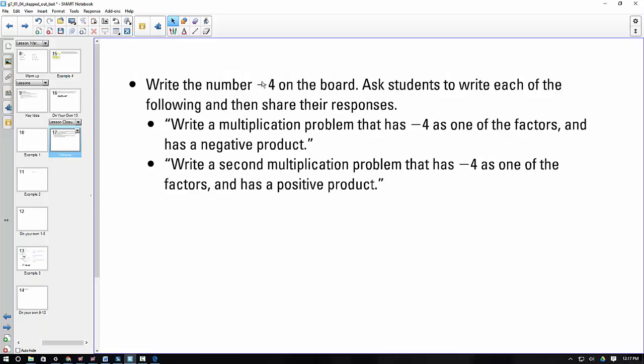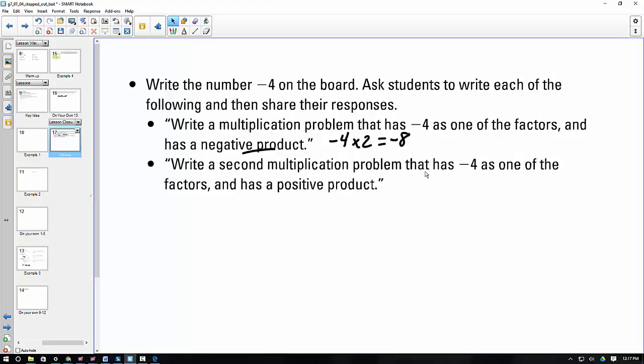The thing is, it says write the number negative 4 on the board. Ask students to write each of the following, and then you share your responses. So a multiplication that has negative 4 as one of the factors and has a negative product. That means that one has to be a negative and another one has to be a positive, right? So if I look here, I'm going to say negative 4 times 2, because it has a negative product. It's because one's negative and one's a positive. So that'd be negative 8, right?